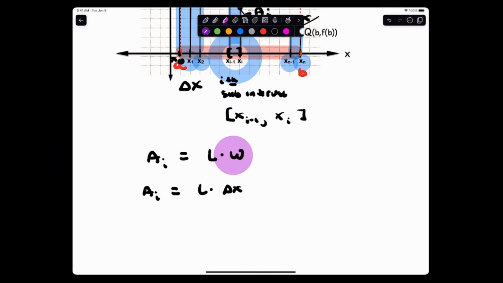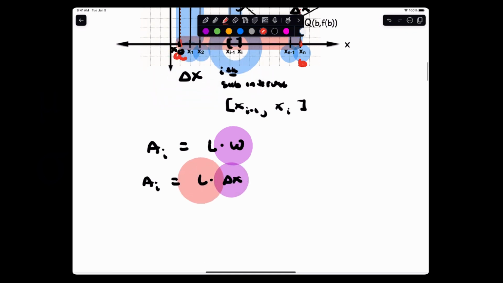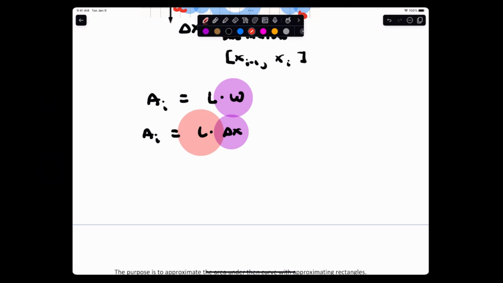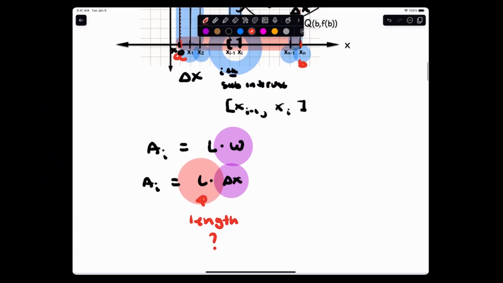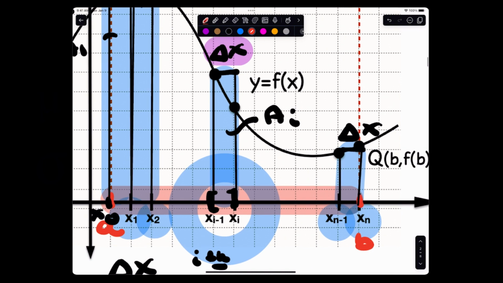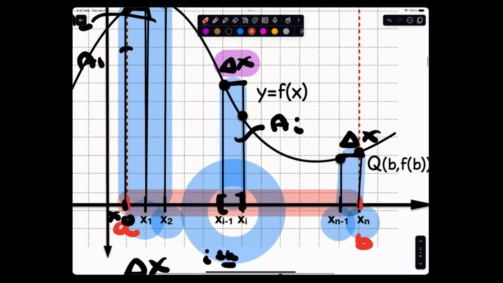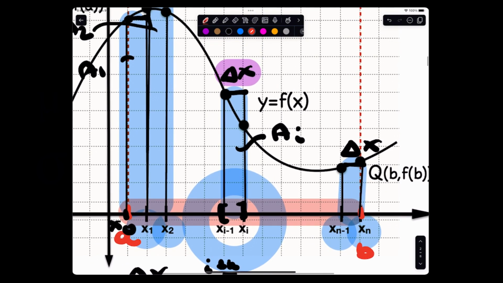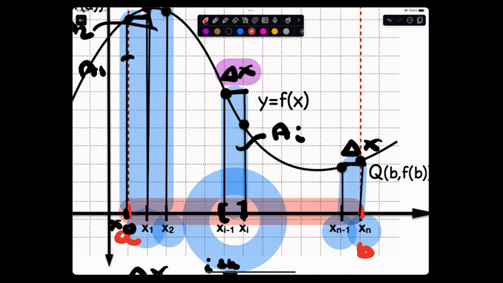And then the real question is right here. This is the real focus of the section. How do you find the length of that rectangle? It's not too hard to do, but we're going to have different lengths. You might say, what do you mean we have different lengths? Well, if I go back to this approximating rectangle, the ith rectangle right in here, the length is going to come from one of two places.